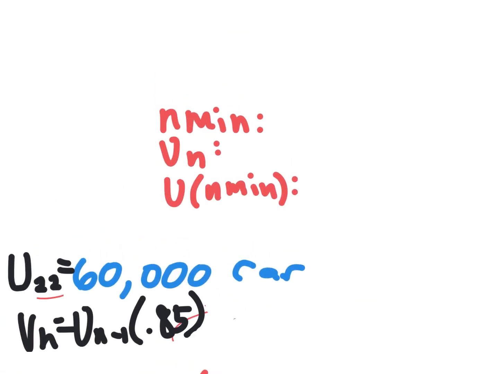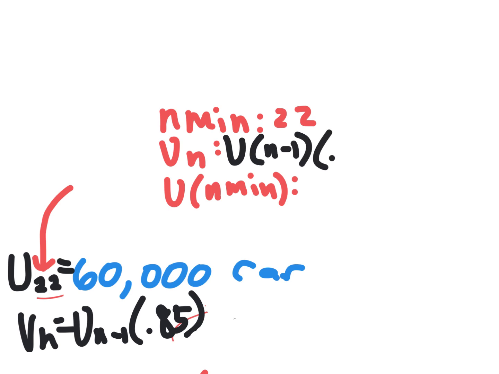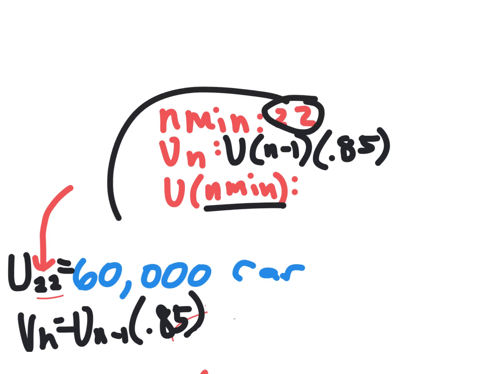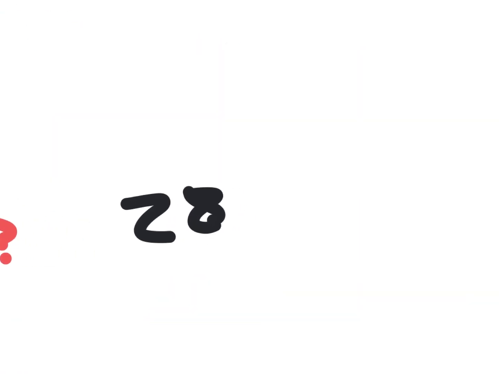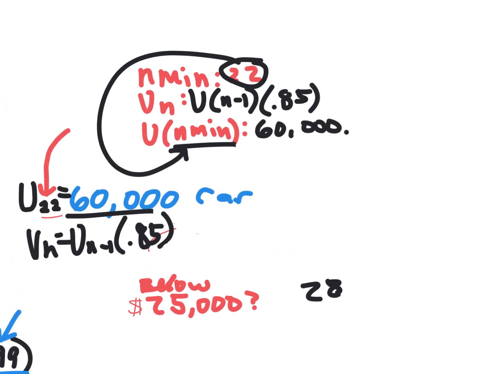So n min, that means what's the smallest n we have, which is 22. If you didn't fix that on your calculator, you're going to get it wrong. U parentheses n minus 1, and then times by 0.85. Or I like 1 minus 0.15. And then u n min, that is that. So it's really saying what is u sub 22? And I told you it was 60,000. There we go. If you put that in your calculator right, I believe the answer was 2028. Raise your hand if you had 2028. Okay, good. If you have questions about that kind of thing, you should ask.